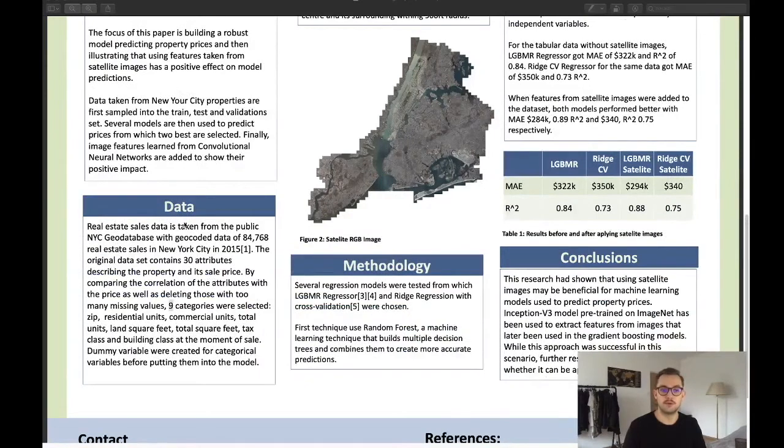Data was split into training, validation, and test sets, 90% for the training set and 10% for validation and test sets, and the test set was only used to do the predictions for the results. Originally, the set consisted of 85 sales from New York City in 2015, and it had 30 attributes originally.